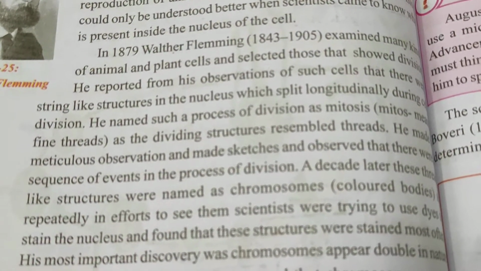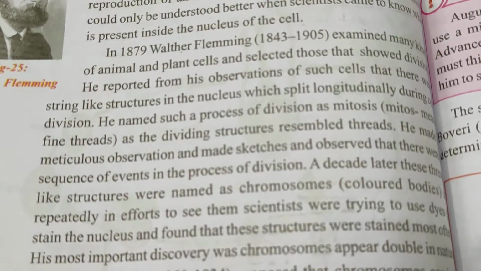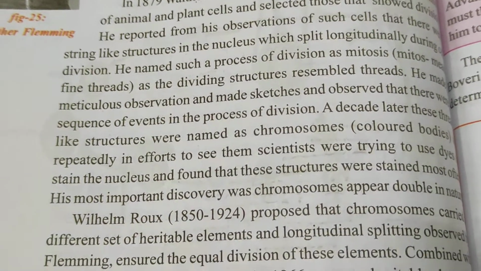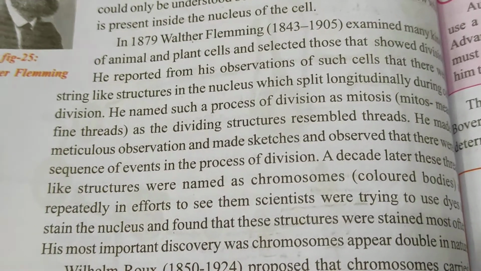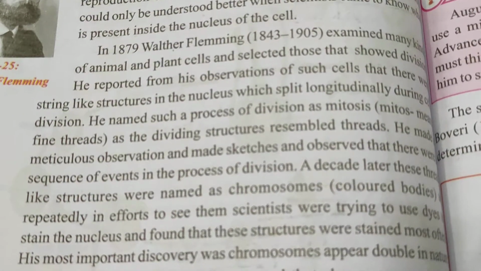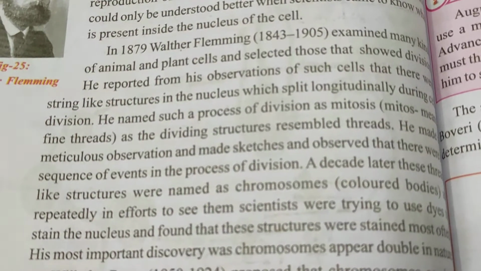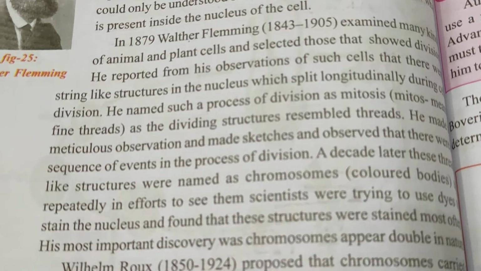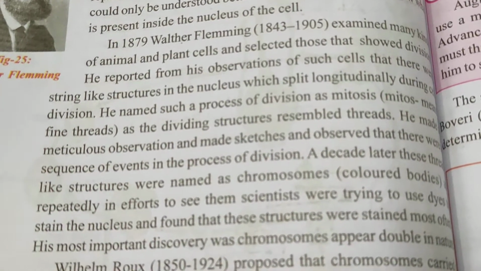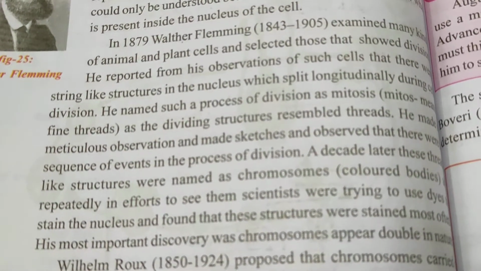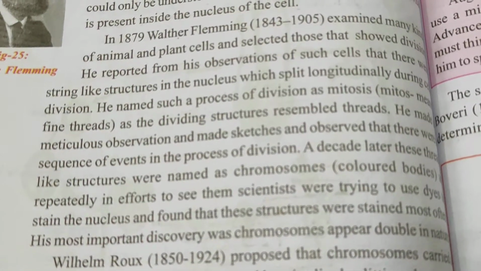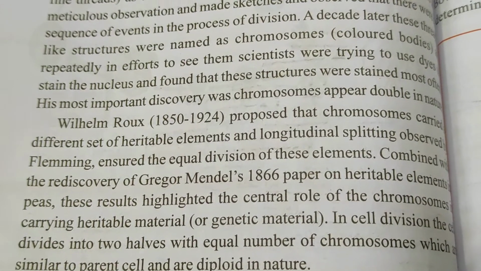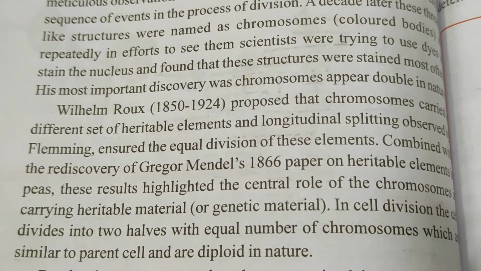And then after that, there was a sequence of events in the process of division. Even that he observed for the first time, and after 10 years, these structures were named chromosomes. Chromosomes actually means colored bodies, because they used many types of stains, so they gave the name chromosomes. Actually, those are not colored bodies; the only reason is the use of a number of stains. This was an important discovery of chromosomes.